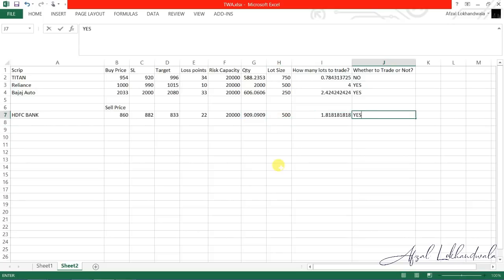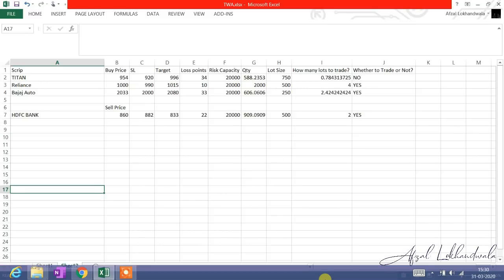Whether you will take this trade? Yes. So ideally you can go with 2 lots here. If you take this trade with 2 lots, your quantity will be 1000. If the stop loss gets hit, your loss will be 22,000. So ideally you are supposed to take a risk of 20,000, but in this trade you are risking 22,000. So again, it depends upon you. You can take either 2 lots or you can go for just 1 lot. But whatever you are following, follow that system consistently.